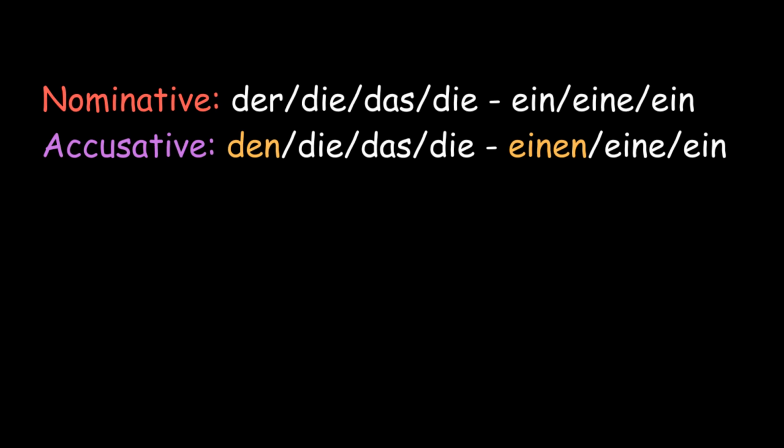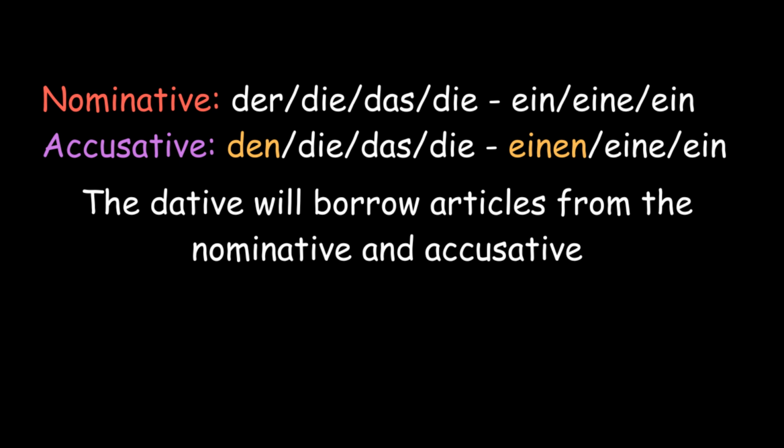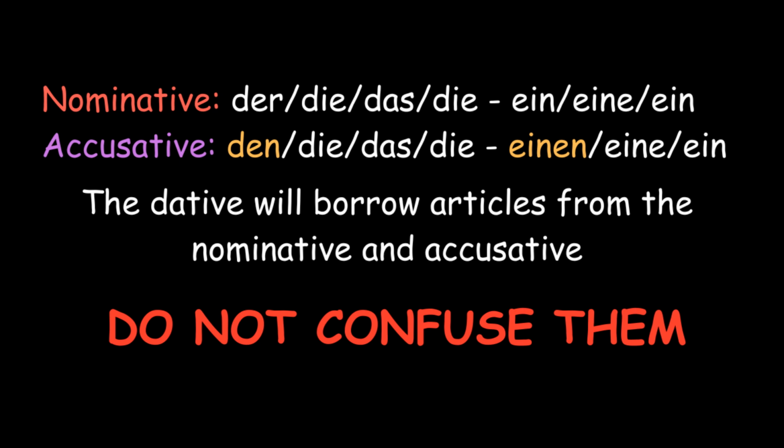Unlike the previous cases that have a small difference in the articles, the dative will borrow some articles from both the nominative and accusative. However, do not confuse them just because they look the same. Just because an article is identical to an article in a different sentence, it doesn't mean that it's the same case. In the dative, we carefully have to pay attention to what gender each article will correspond to, because the case identically borrows articles, although some will change.